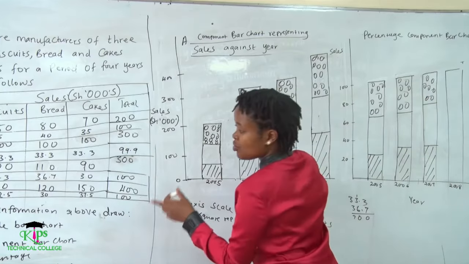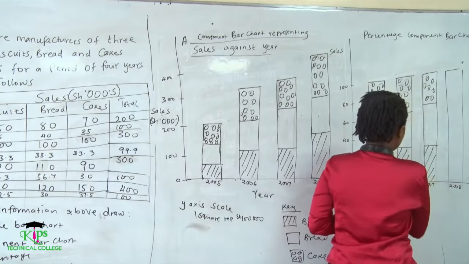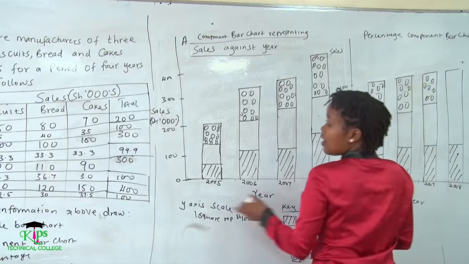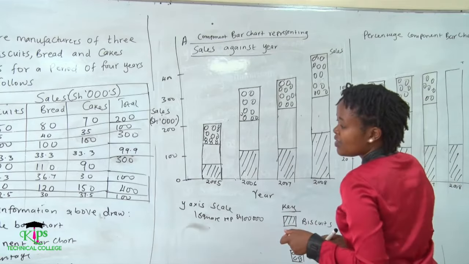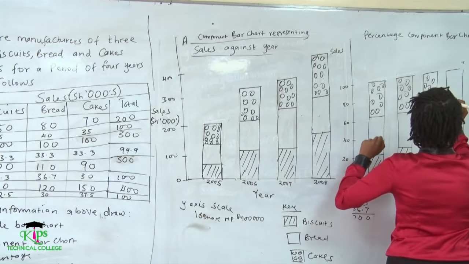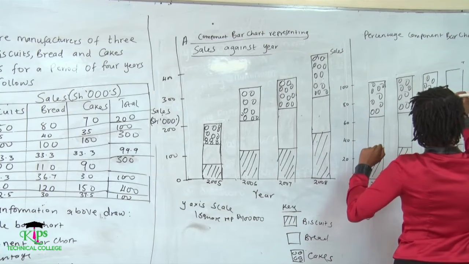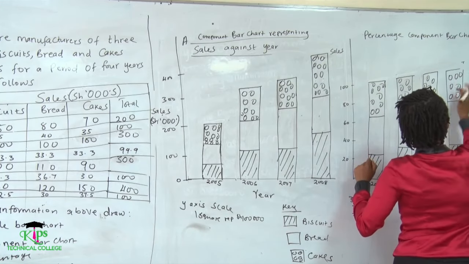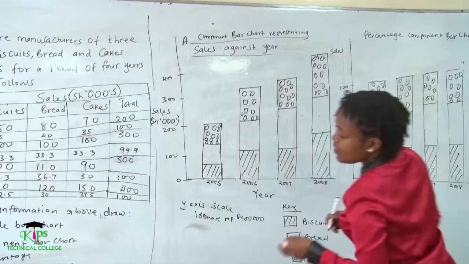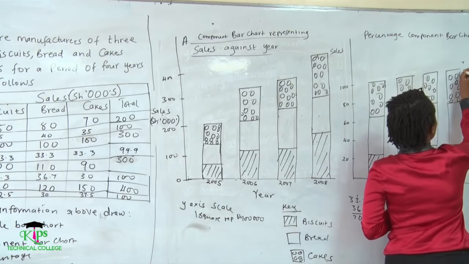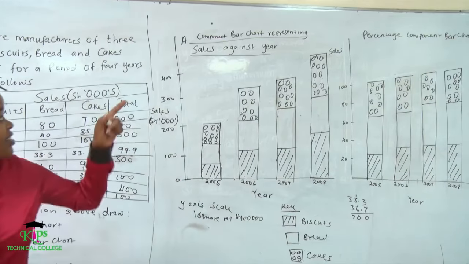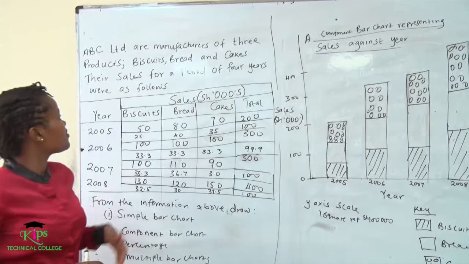Then lastly, we have 2008. The first one is 32.5. This is representing biscuit. Then we have 32.5 plus 30. That will give us 62.5. Then the remaining should be 37.5, representing kids.